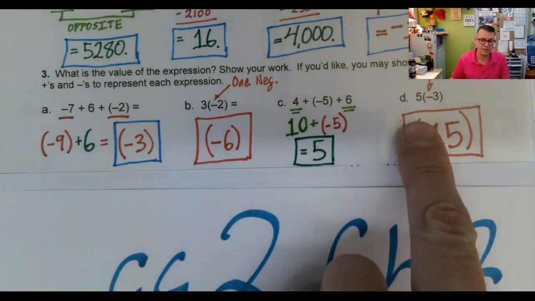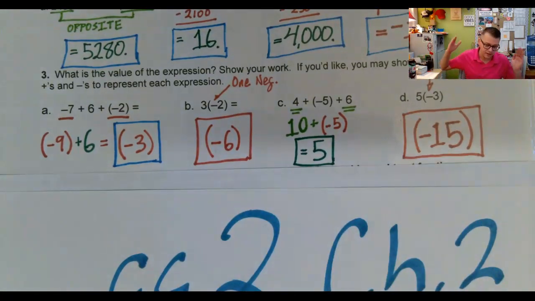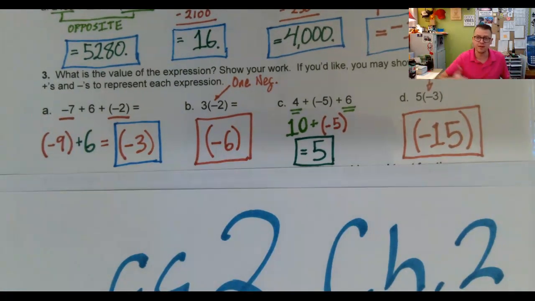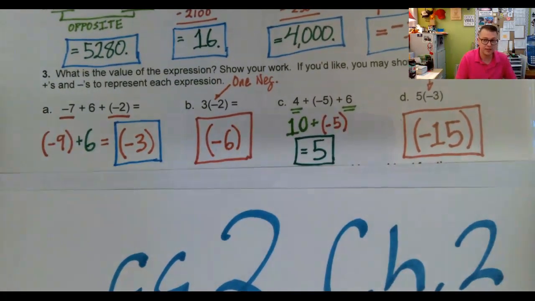Same thing over here in part D. If I borrow $3 a day and I do that every single school day this week, that's 5 days borrowing $3 every day. Now I owe you $15. And part C, just more positive negative addition.